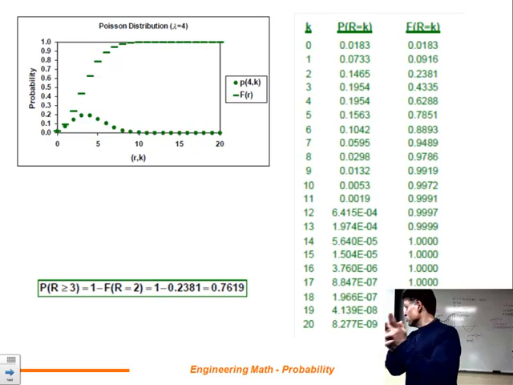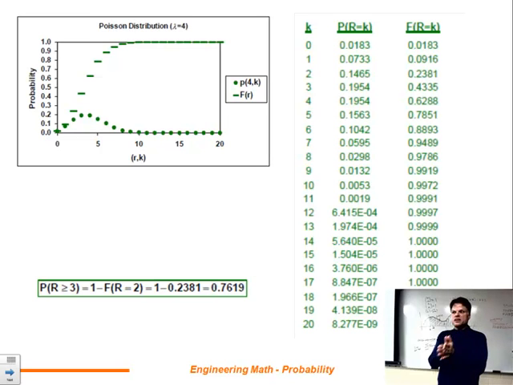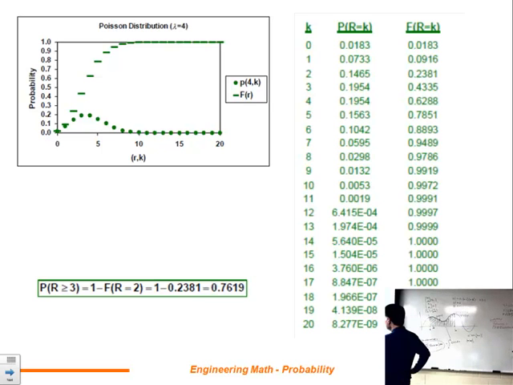Yes, exactly right. If you get less than 3, that's the same thing as getting at most 2, because you only get an integer number of events. So the probability of getting at least 3 is going to be 1 minus the cumulative function at 2, which is the probability of getting at most 2. You take 1 minus that because it's a complement. And so F of 2, you go up here, F of 2 is 0.2381. Subtract that from 1, you get 0.7619.